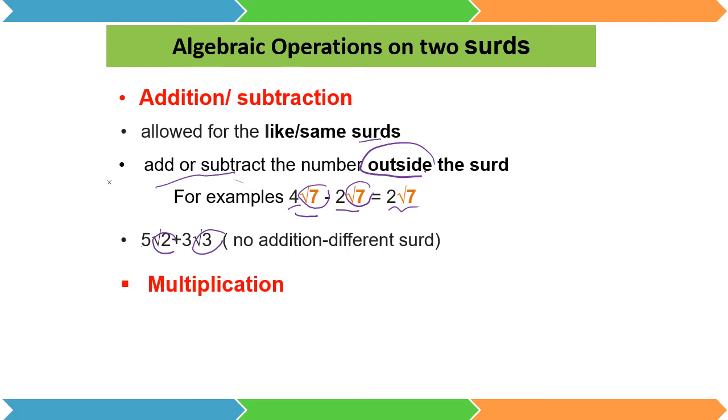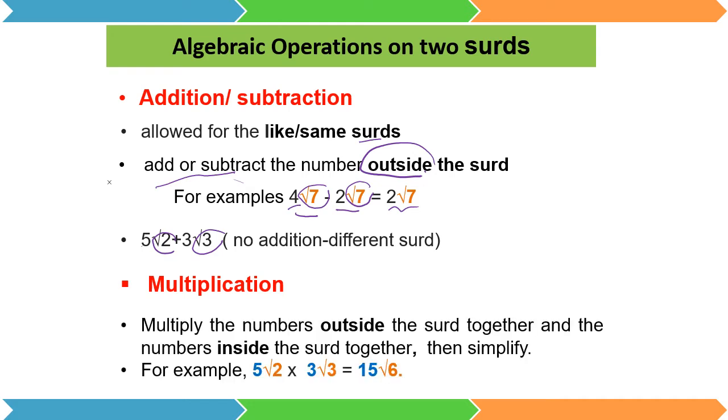Okay. Multiplication. How about multiplication? So multiply the number outside the surd together and the number inside the surd together. So we multiply in each category. For example, 5 surd 2 multiplied with 3 surd 3. So we multiply the outside together.